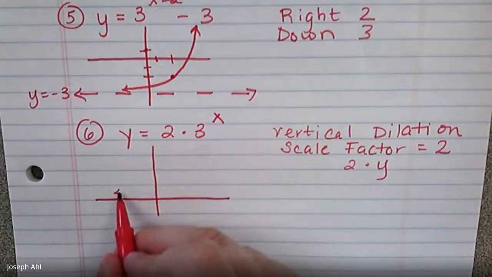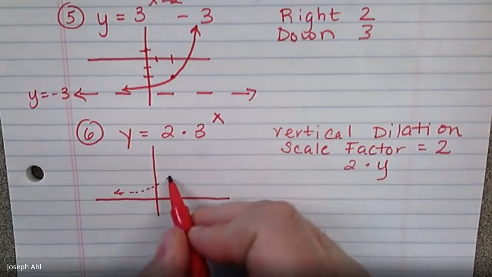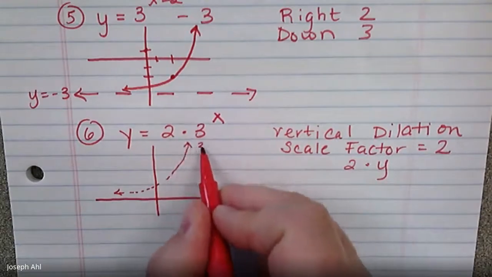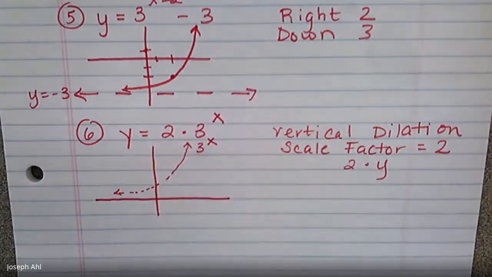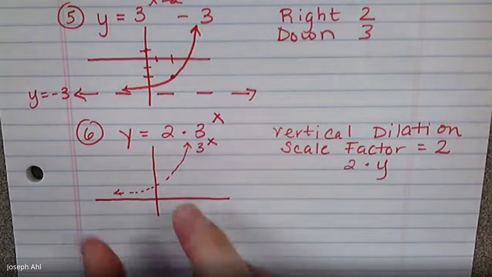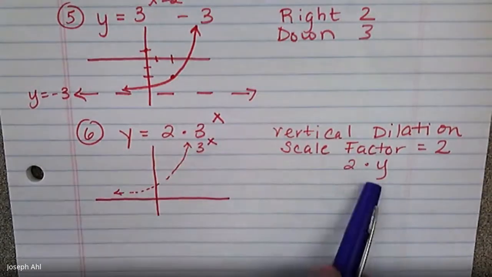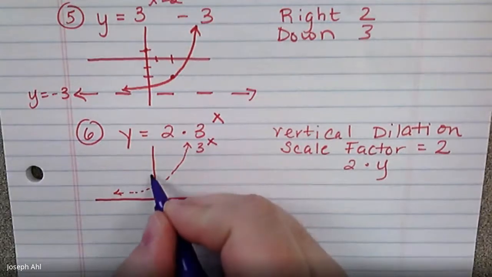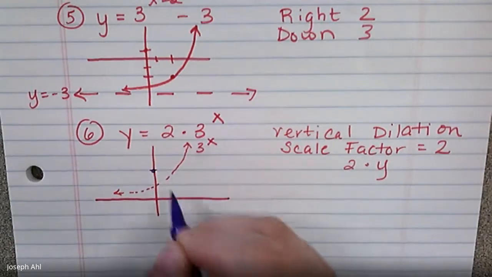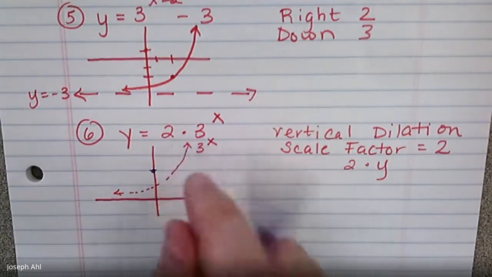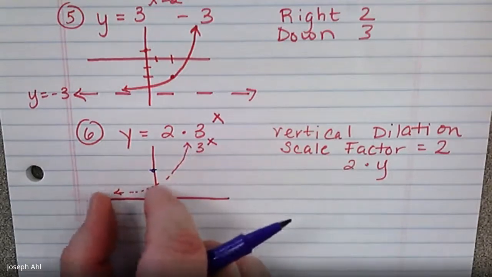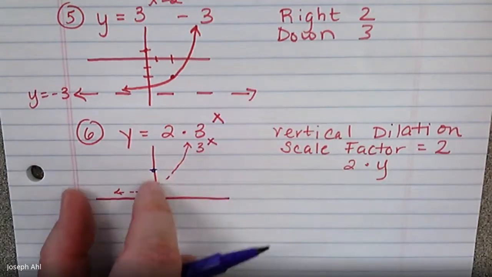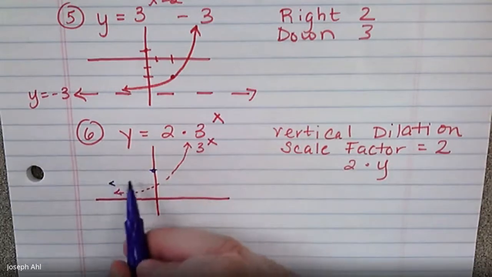If 3 to the x looks like this, then 2 times 3 to the x, if I think about taking all the y values along this curve and doubling them according to that scale factor, well, instead of having a y-intercept of (0, 1), now you have a y-intercept of (0, 2). And all these other y values would double here, and even though it's not growing very fast over here, doubling the y values will make them a little bit larger on this side as well.